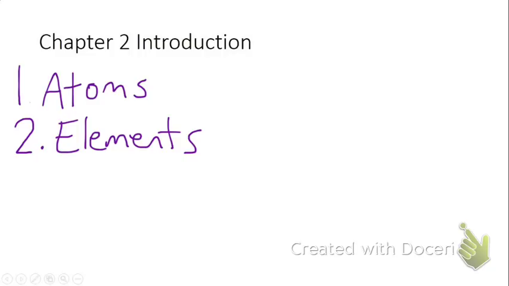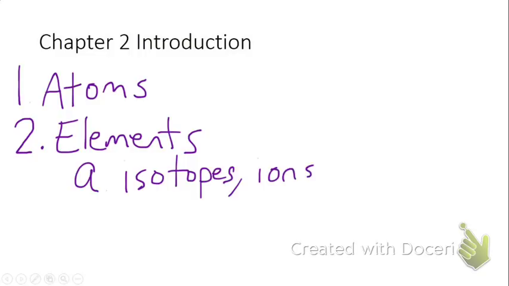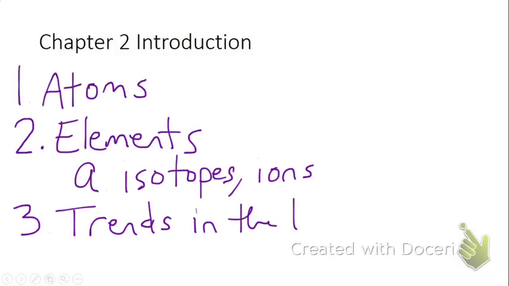The next thing we're going to talk about are the elements. What are elements? We're going to start our look at the periodic table during this chapter. Along with the elements, we're also going to look at isotopes as well as ions and how they change the different types of elements we're looking at. The last thing we'll cover in Chapter 2 are the different trends in the periodic table. We will start in this chapter to use the periodic table as a tool for how we look at different chemicals and elements and chemistry.